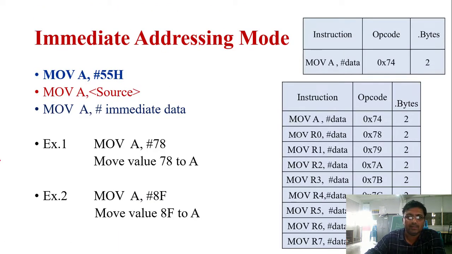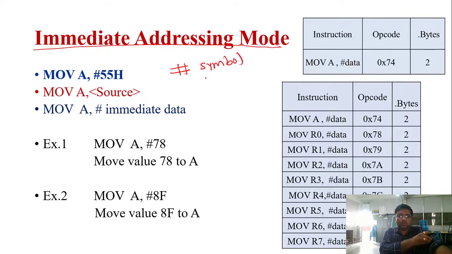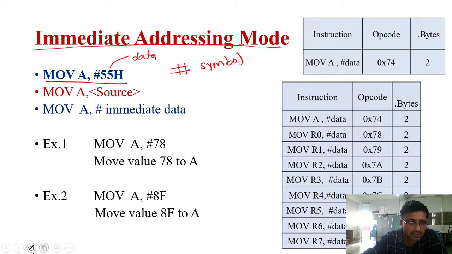First is the immediate addressing mode. What is immediate addressing mode? It uses the hash symbol. Whenever you find a hash symbol in the source, that is an example of an immediate addressing mode. Here is an example, MOV A, #55h. It copies 55h data. Whenever you write a hash, whatever the next byte is, that is the data.